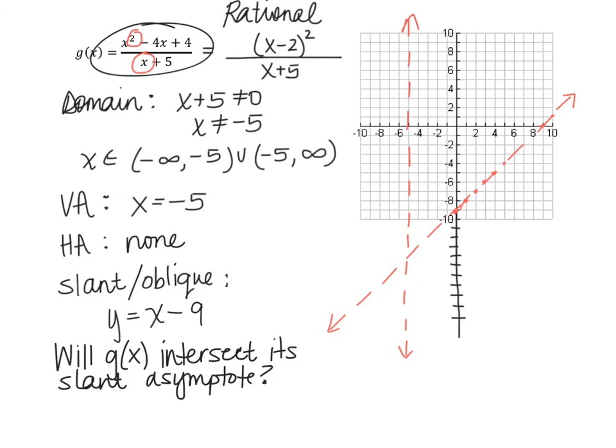Therefore, next, let's answer that question. Will g of x intersect its slant asymptote? So the equation for the slant asymptote is y equals x minus 9, and we're just interested in seeing if this line, y equals x minus 9, ever intersects our curve. So we're essentially going to just substitute x minus 9 in for y on our g of x function.